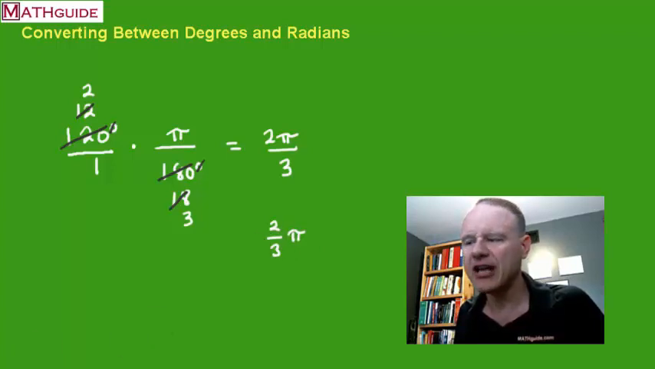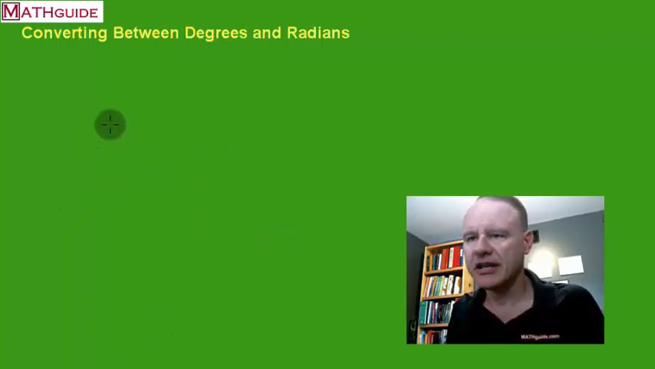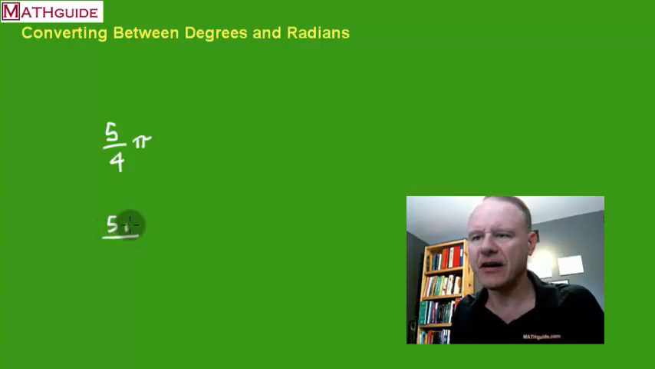Let's take a look at another example. Let's say someone gives you 5/4 pi, and they say, we would like to have this converted into degrees. Well, 5/4 pi looks a little messy for my sake, so I'm going to think of this as 5 pi fourths. Makes it a little bit easier to understand.